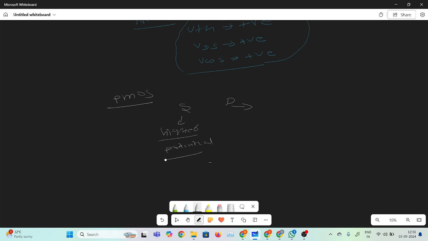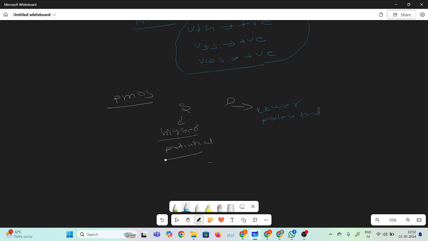Okay, the drain is at lower potential. So this is the difference between the NMOS and PMOS. In case of the NMOS, drain is higher potential, source is lower potential. But in PMOS, source is higher potential, and the drain is lower potential. This is the difference.